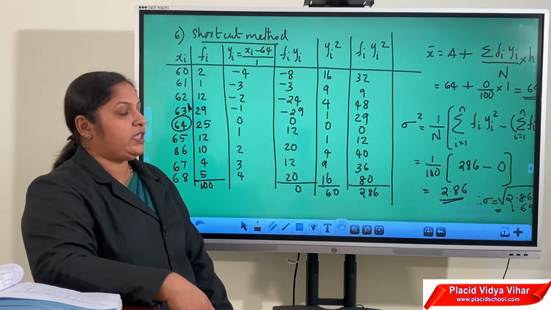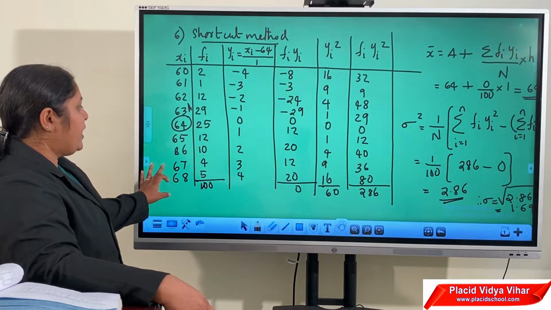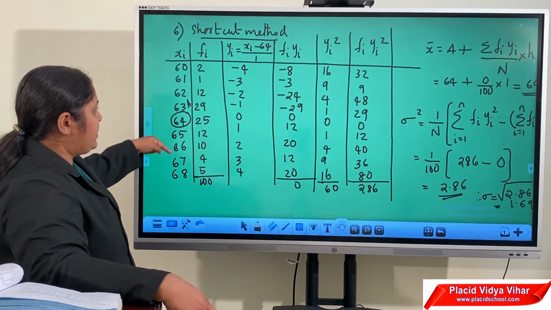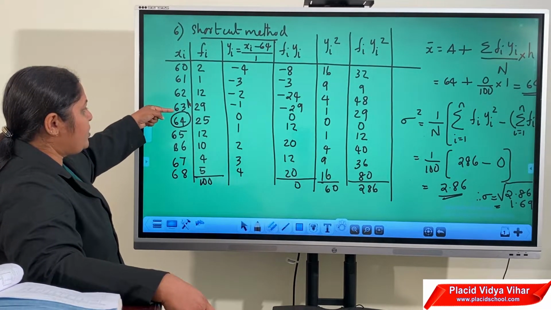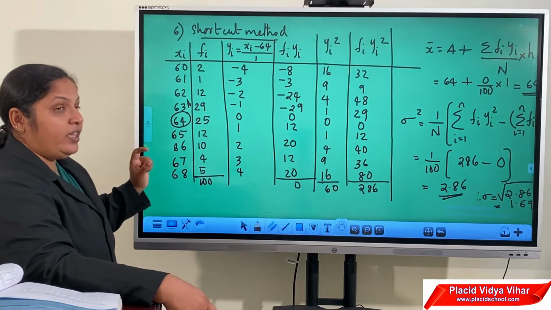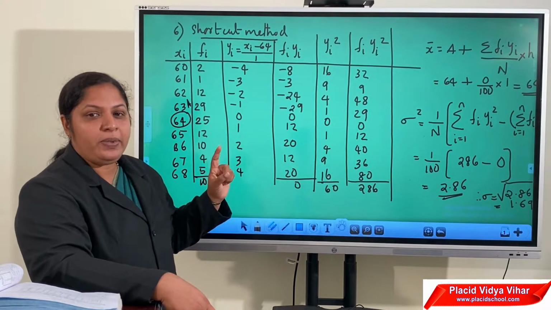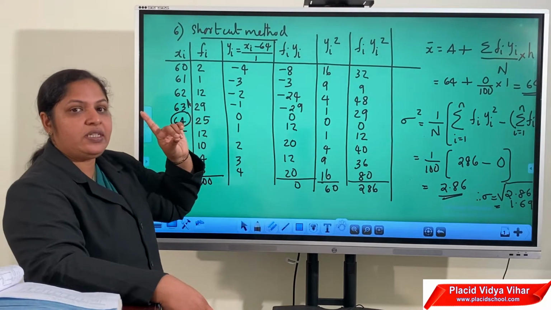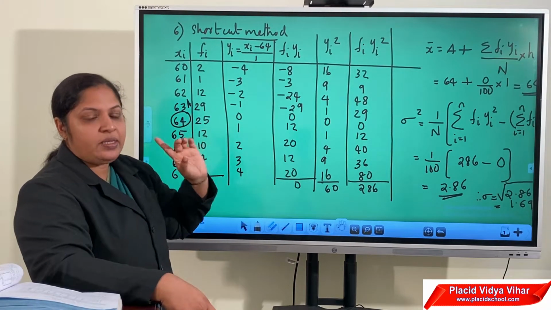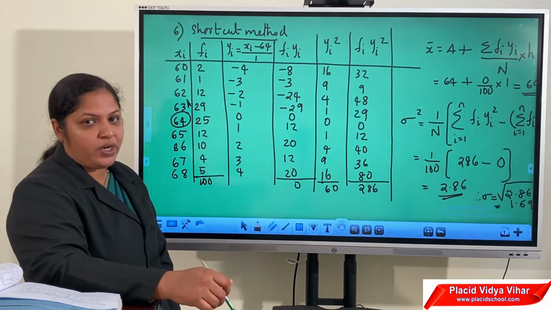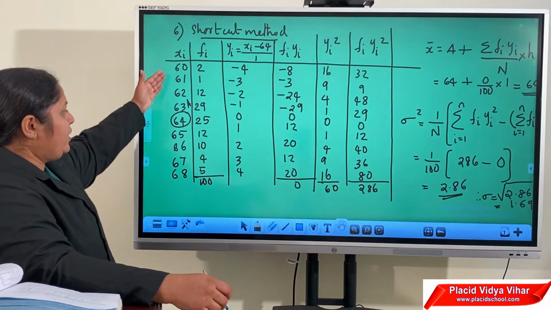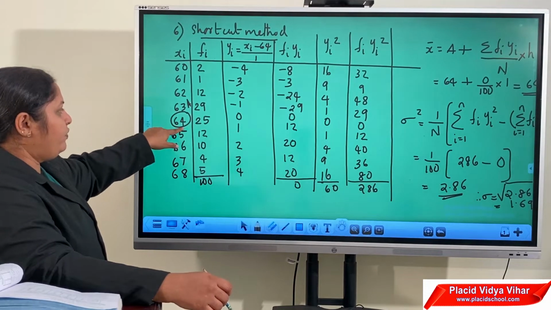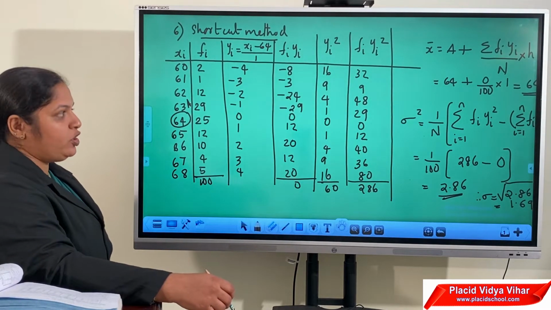Here, as it is not continuous data, look at the data set: 60, 61, 62, 63, 64, etc. Therefore, the interval width H can be considered as 1. The distance between the first data point and the next data point is simply 1. Therefore, H is considered as 1. For the assumed mean, you can take the approximate middle value. So, I consider 64 as the assumed mean.